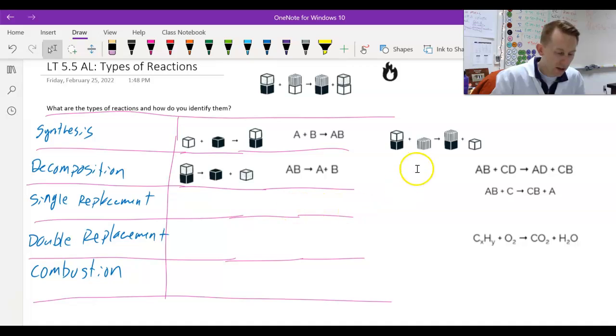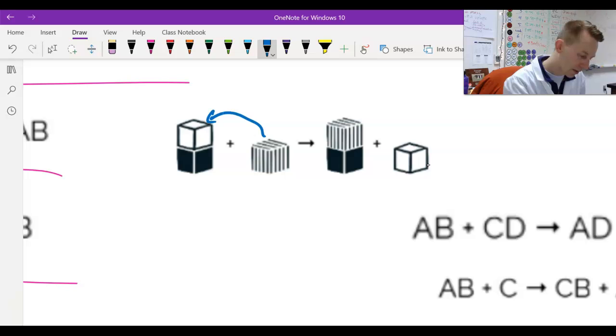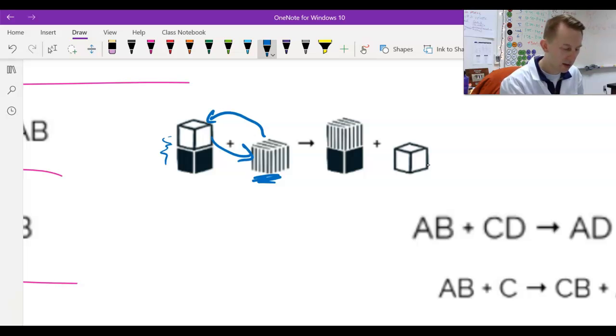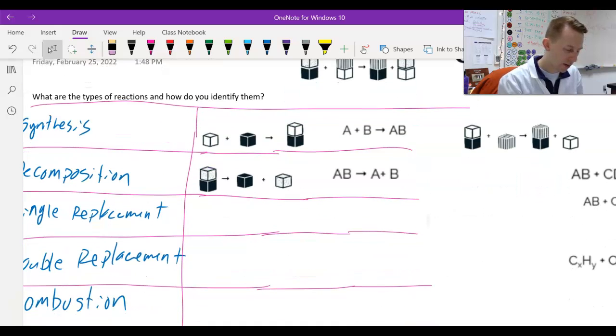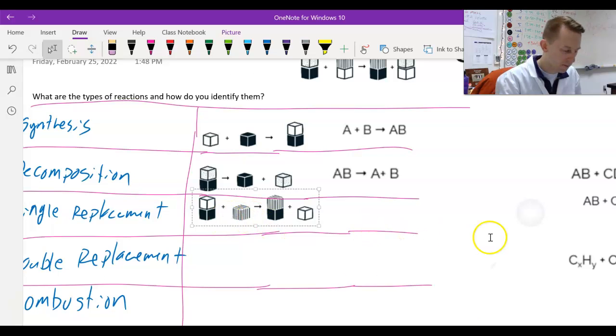Single replacement, well, there's one single thing over by itself, and it's replacing the other thing. So if I zoom in here, you can see that, let's go with this color, these two are replacing each other. So this single thing replaces the one that's in the compound over here, and this white block is out by itself, and now it's in with the compound at the end. Okay, so that is your particle diagram for single replacement. So I'm going to move that one right here. It's not perfect, but you got the idea.